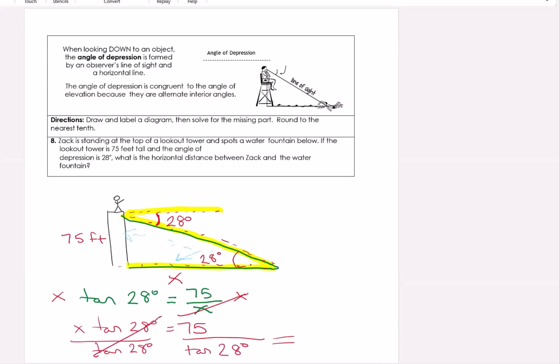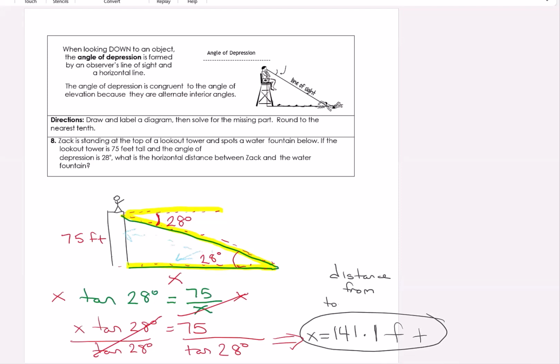which gives me x equals, again, calculator, 141 point, to the nearest tenth, 0.1. And that is in feet. That's the distance from the tower to the water fountain.